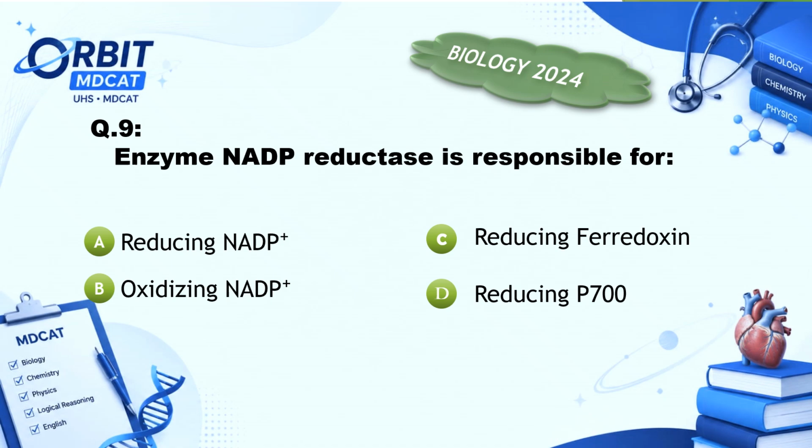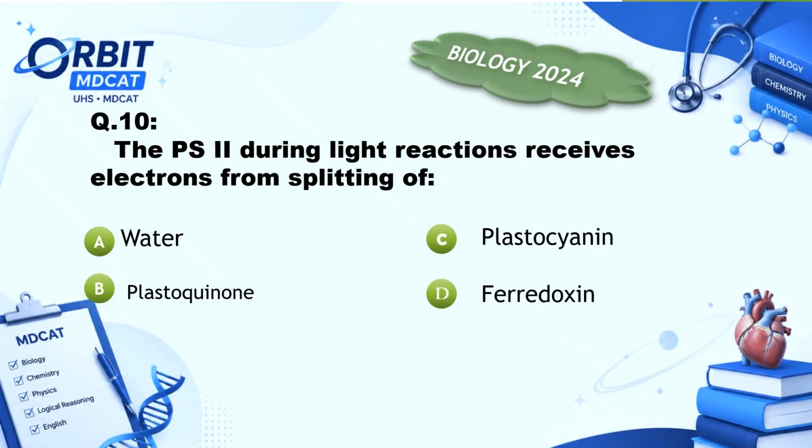Question number 9: enzyme NADP reductase is responsible for A. Reducing NADP positive, B. Oxidizing NADP positive, C. Reducing pyridoxine, D. Reducing P700. Question number 10: the photosystem 2 during light reactions receives electrons from splitting of A. Water, B. Plastoquinone, C. Plastocyanin, D. Pyridoxine.